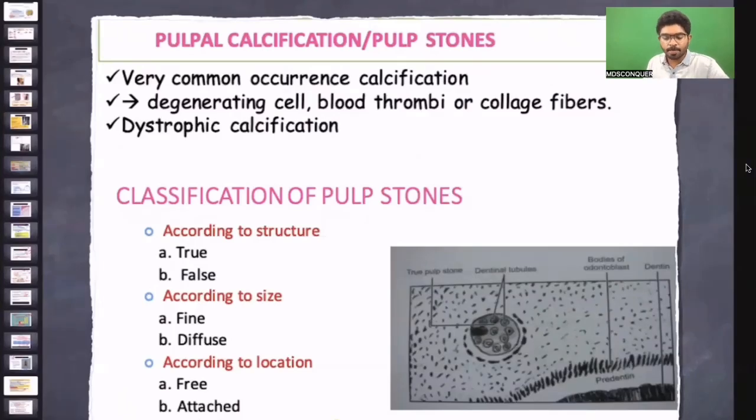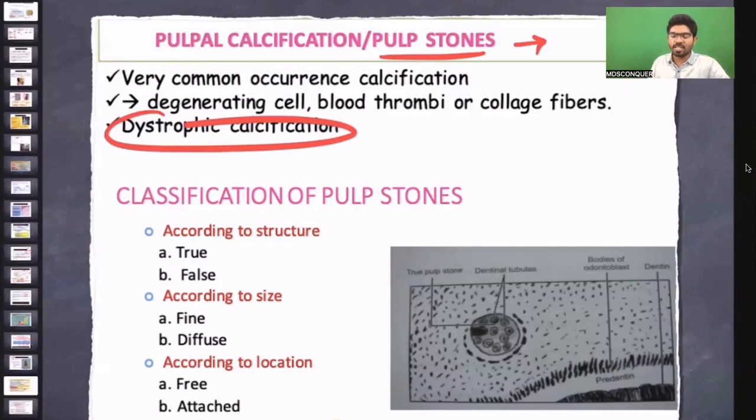Then the next one is pulp calcifications. Okay, pulp calcifications also called as pulp stones. So what type of calcifications do you regularly see in the pulp? Recently done general pathology. So you have two different classifications, metastatic calcifications and dystrophic calcifications. Dead and degenerated tissues are associated with the dystrophic calcifications. So pulp is going to have some dead cells where the calcification will occur. So the type of calcification that is seen in the pulp is called dystrophic calcification.